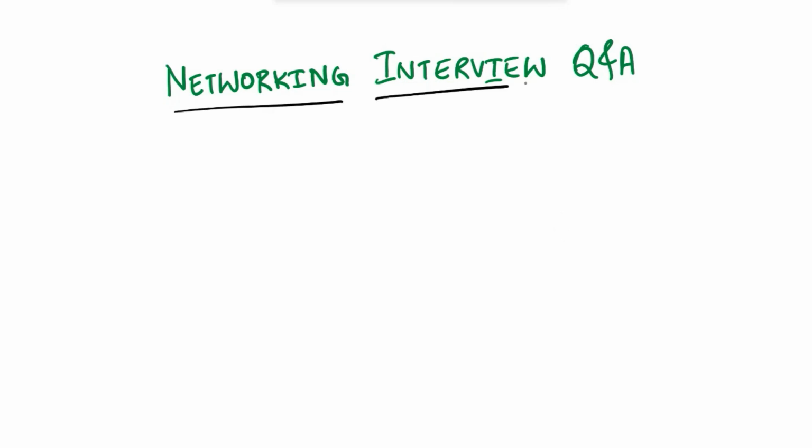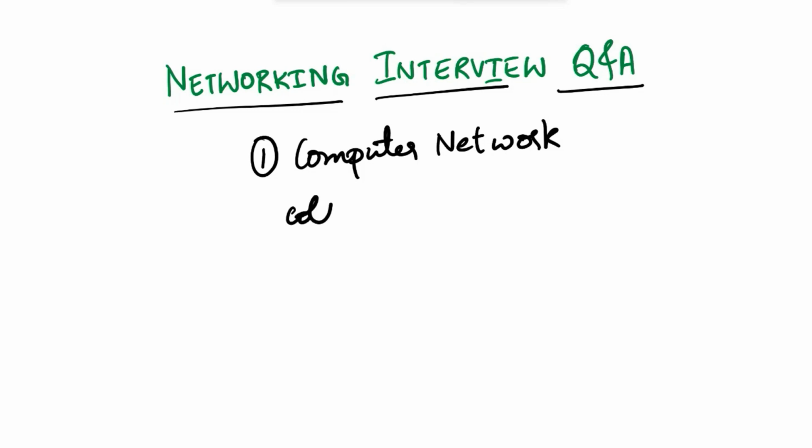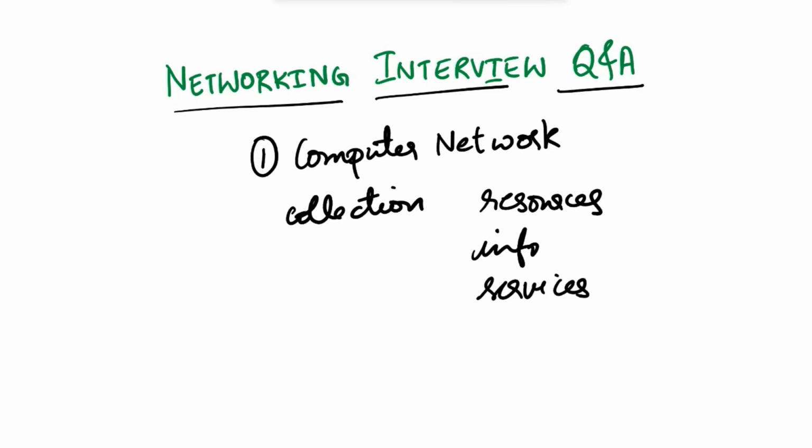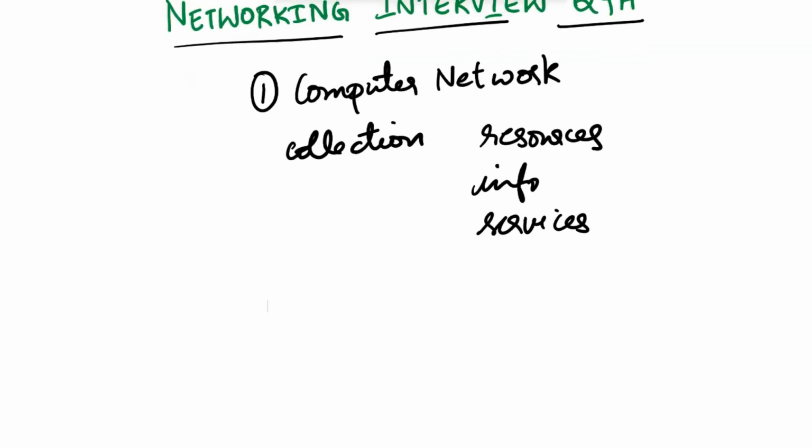Let's go to our first question. What is a computer network? It is a collection of interconnected computers and devices that can communicate with each other to share resources, information, and services. These interconnected devices can be physically connected via cables or wirelessly connected through radio waves, forming a network that allows data and information to be transmitted and exchanged between them.